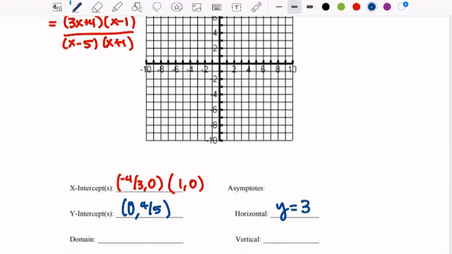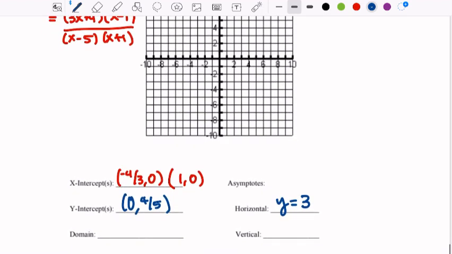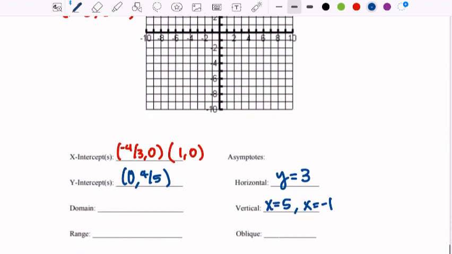Okay. Vertical asymptotes are where the denominator is equal to 0. So we're going to have a vertical asymptote at x equals 5 and x equals negative 1. Okay. And since we did have a horizontal asymptote, we are not going to have an oblique asymptote. So you either have one or the other.